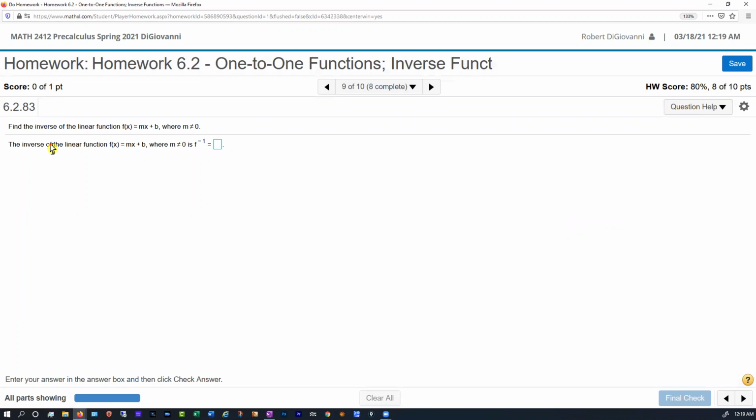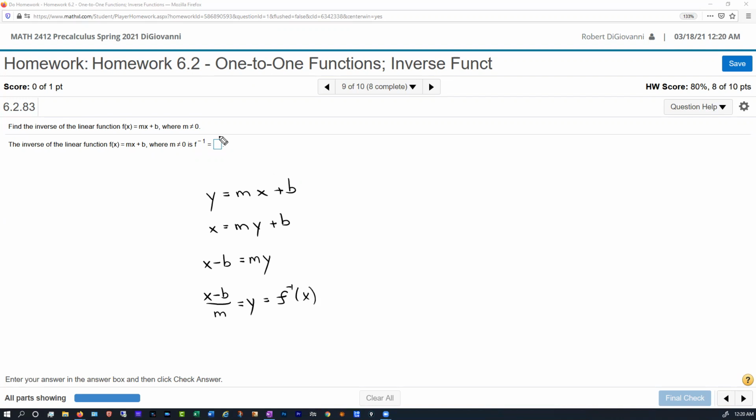All right, find the inverse of the linear function f of x equals mx plus b, where m is not 0. So even though this looks a little weird, they're saying, if we have a general line, mx plus b, find the inverse. The technique to find the inverse is to switch. Everywhere we see y, we put x. Everywhere we see x, we put y. And then solve for y. So I subtract b from both sides, and then divide by m. And that's what y would be, which means that's what the inverse would be.